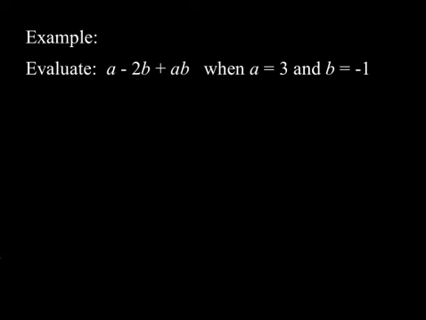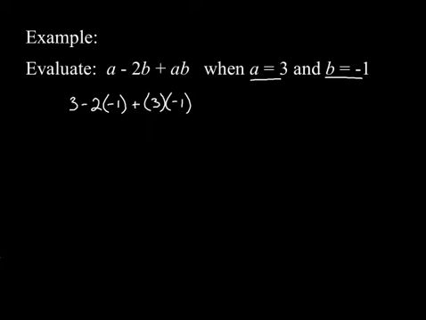So now you can see for our first example, we are told to evaluate a minus 2b plus ab. Now we can't evaluate that unless they give us this second part, that a is 3 and b is -1. So what we do then is we replace every a with a 3. So we're going to have 3 minus 2 times, and we're replacing the b's with -1s. So -1, and then plus a, which is 3, times b, which is -1.